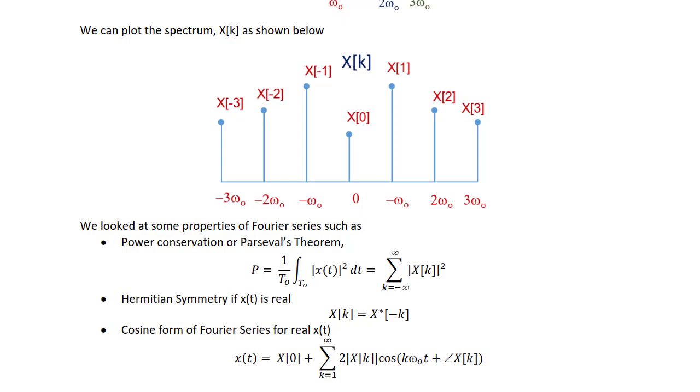We also looked at some properties of Fourier series, such as Parseval's theorem or power conservation, where power in the time domain would be 1 over the period, the integral over 1 period, the magnitude of x(t) squared dt, or in the frequency domain, the summation from k equals negative infinity to infinity, the magnitude of X[k] squared. We also looked at Hermitian or conjugate symmetry if x(t) is real, which states that the magnitude of the frequency content is even and the phase of the Fourier series coefficients is odd, or in other words, X[k] equals X conjugate of negative k.